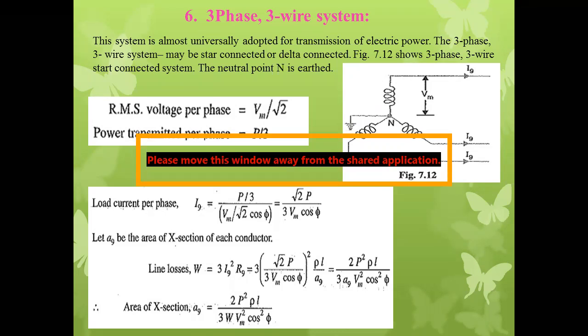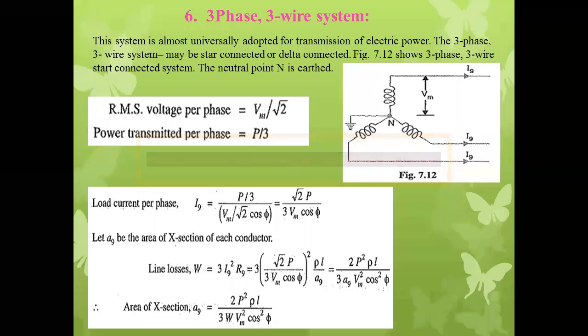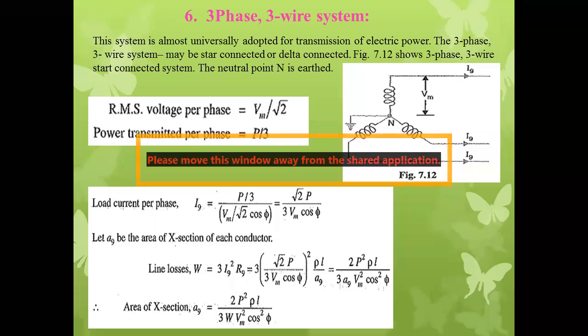The RMS value per phase is equal to Vm by root 2. See over here, the maximum voltage between any phase out of the three phases with respect to the neutral wire will be Vm by root 2. Remember that. So the power transmitted per phase is equal to what? P by 3. In the case of the two-phase three-wire system with neutral wire, the power transmitted per phase is P by 2.